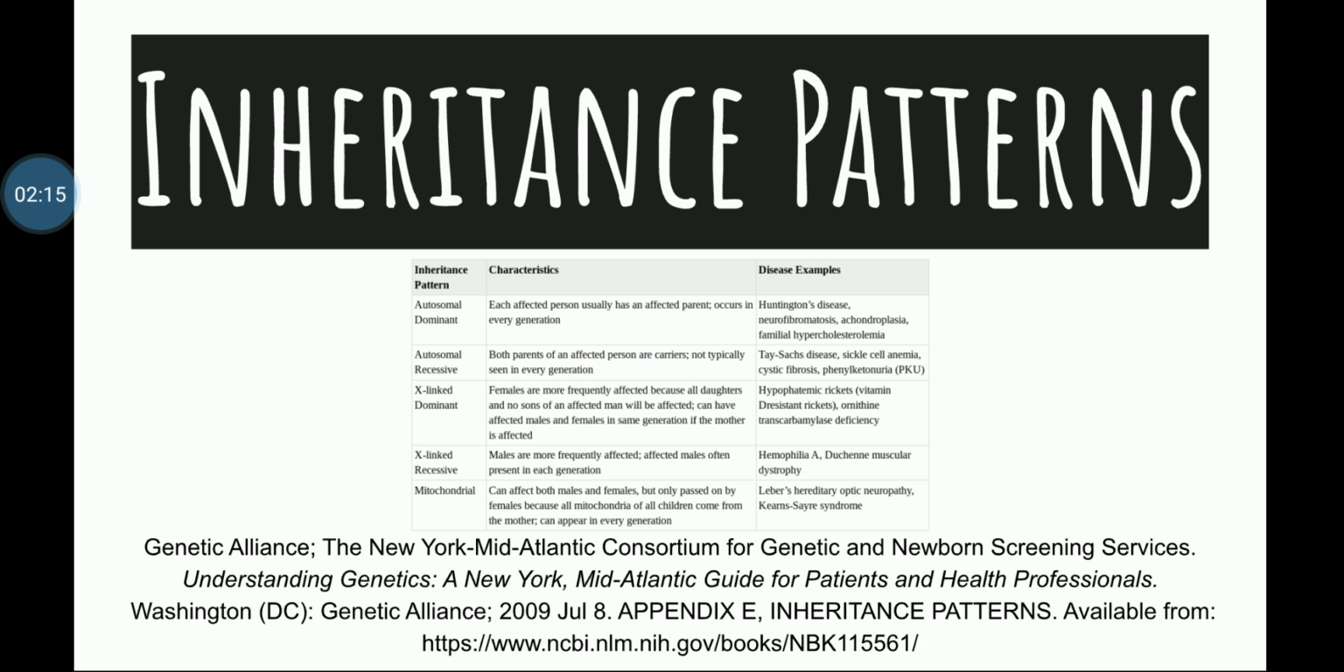The next text is called Inheritance Patterns. This would be an informational text. It outlines the major inheritance patterns found in genetics, describes the major characteristics for each pattern, and it provides a helpful chart that also does the same.